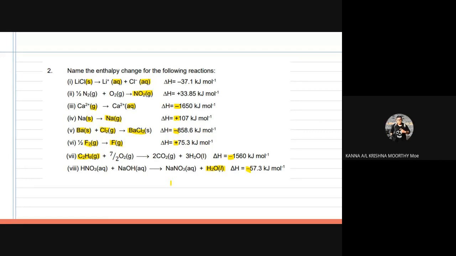Release heat. So betul lah, yang ni adalah enthalpy of neutralization.